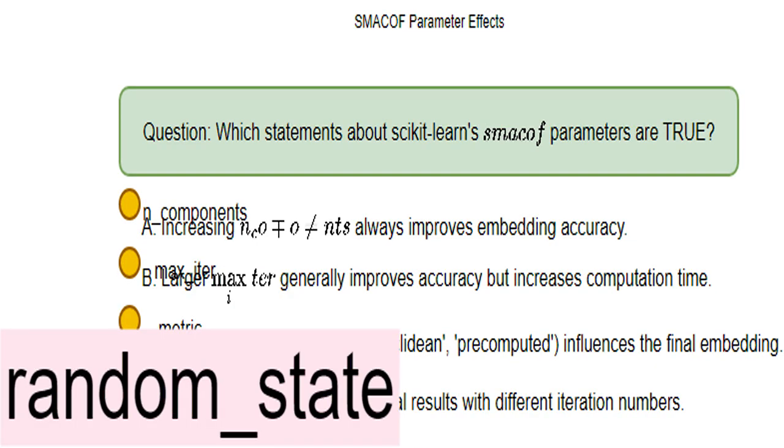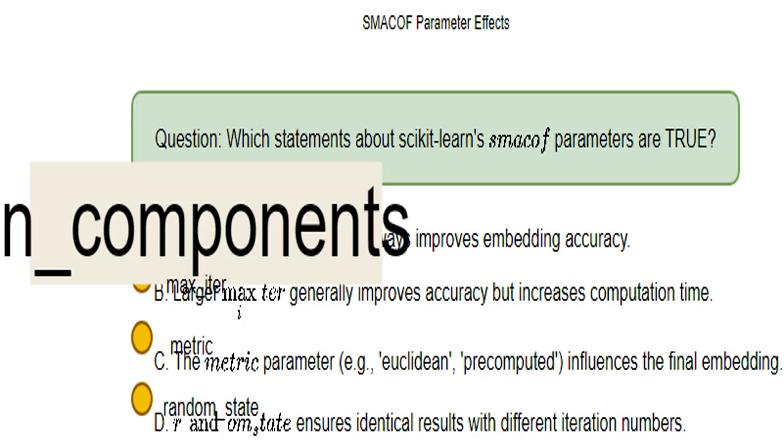I use random_state to make sure that smacof starts from the same random initial point each time. This is important for reproducibility, which means you get the same answer every time you run the code with the same data and settings. However, even with the same starting point, slight variations can happen, depending on the number of iterations.